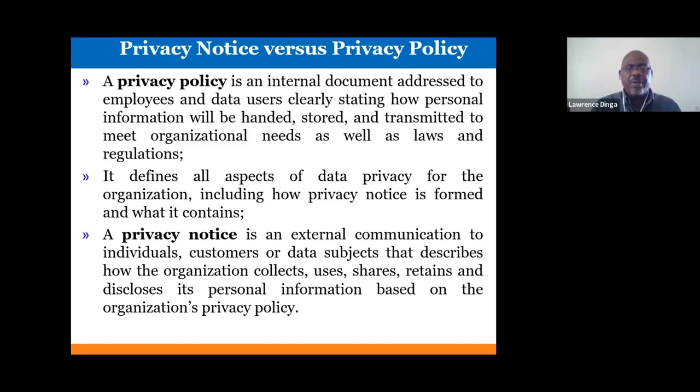Now, the other aspect of privacy is what we normally call the privacy notice. A privacy notice is more of an external communication to the individual, to the customers, to the data subject, that describes how the organization collects, uses, shares, retains, and discloses personal information based on the organization's privacy policy. When you go to a website, you'll be able to see their privacy notice. It is geared towards external communication for people who are working with you, people who are coming to your website, people who are working for the organization. Those are the two kinds of privacy policies: the internal privacy policy, and the privacy notice, which is always external and in most cases you find on each and every website.